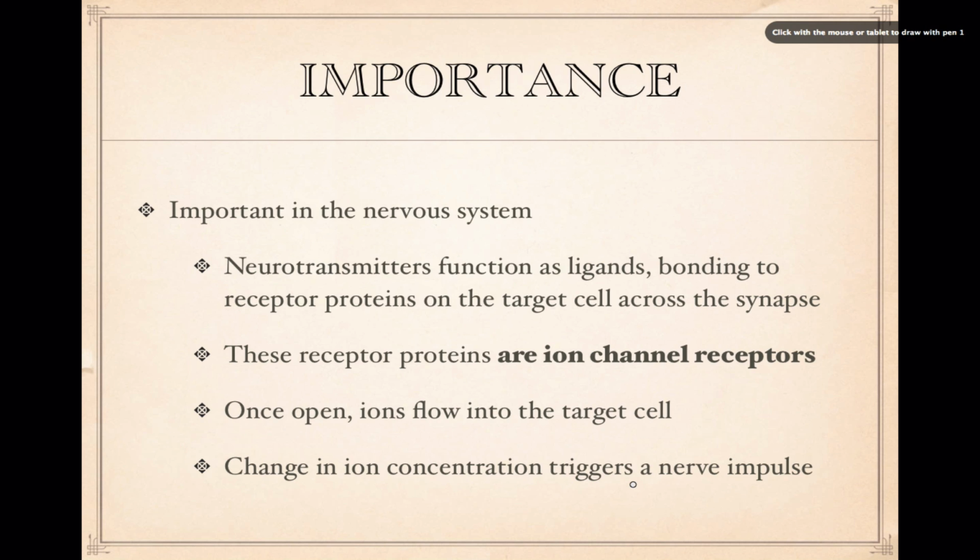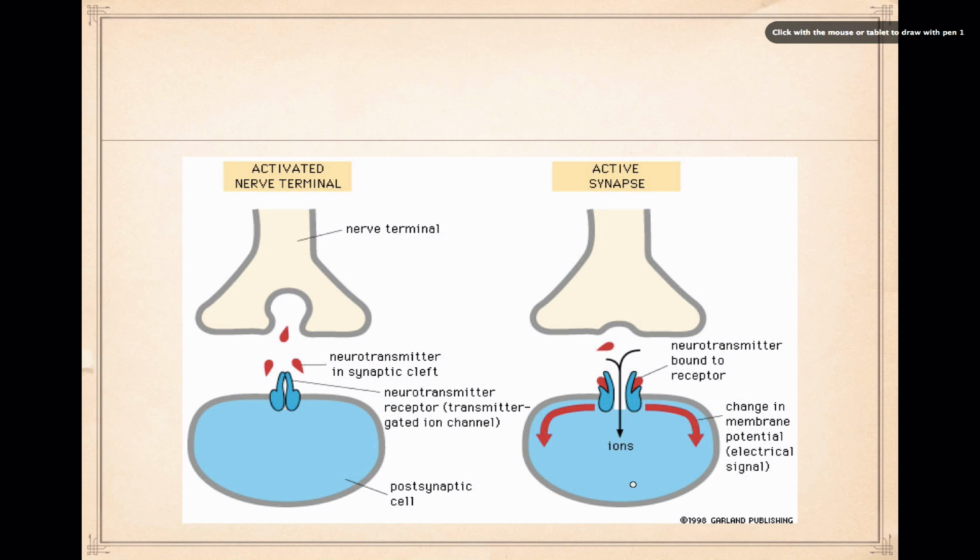All right, now why is this important? Well, gated ion channels and the signal molecules that activate them are key to understanding how our nervous system works. Nerves communicate with tissues and with other nerves with hormones called neurotransmitters, which function over a very short distance. And because they're bonding to receptor proteins on target cells, they're ligands, and these receptor proteins are ion channel receptors. Once they open, they allow ions to flow into the target cell, and the change in ion concentration can be a way to trigger a nerve impulse. Okay, let's look at a picture of this.